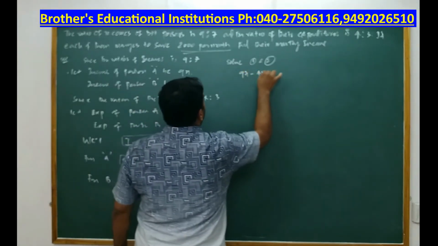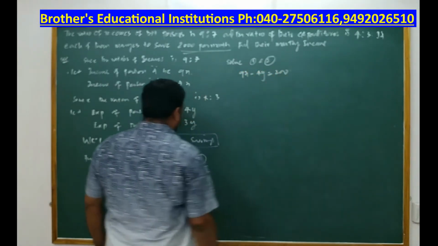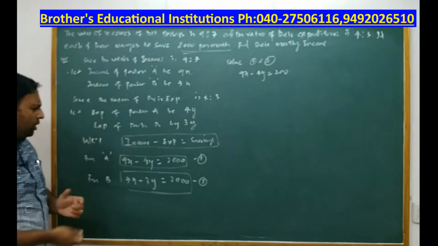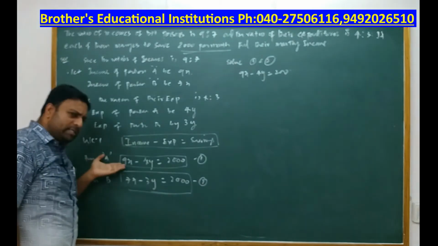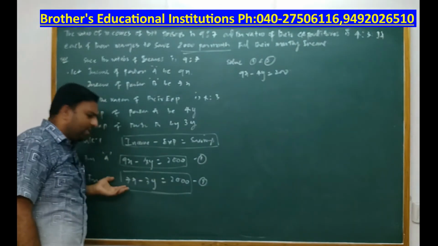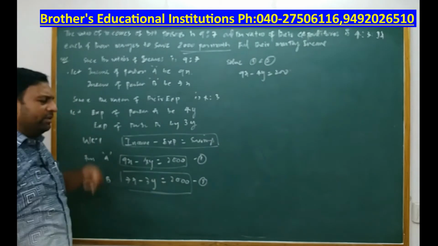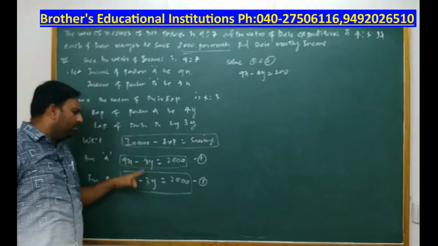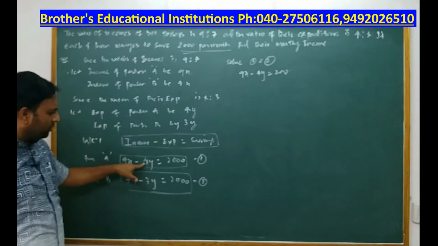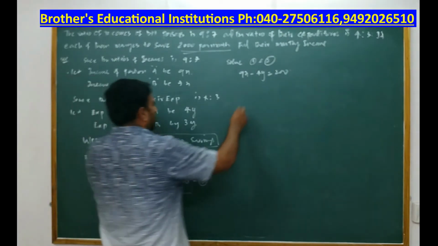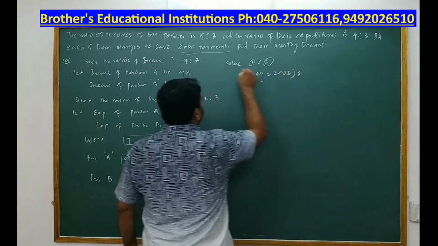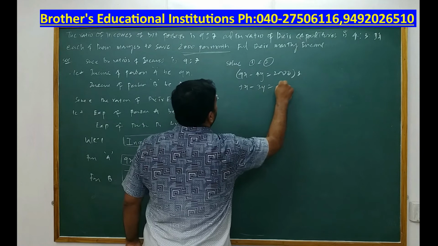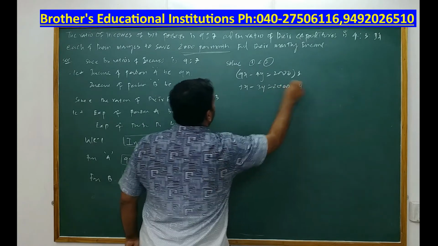9x minus 4y is equal to 2000. Now what am I going to do? I am going to either balance x or balance y. Now which one do you prefer? I prefer x, but maybe you prefer y, so I will go with y. I will try to balance y. In order to balance y, I will take this coefficient, multiply it with this equation, take this coefficient, multiply with this equation. Right? So into 3, and this is 7x minus 3y is equal to 2000 into 4.